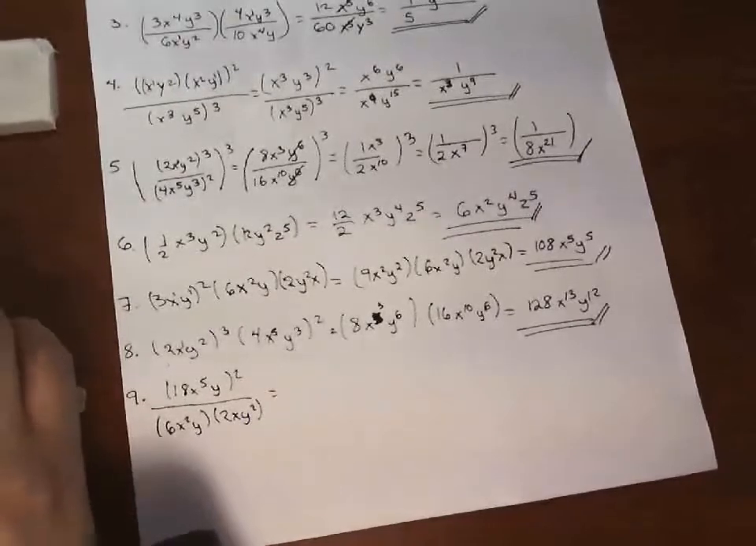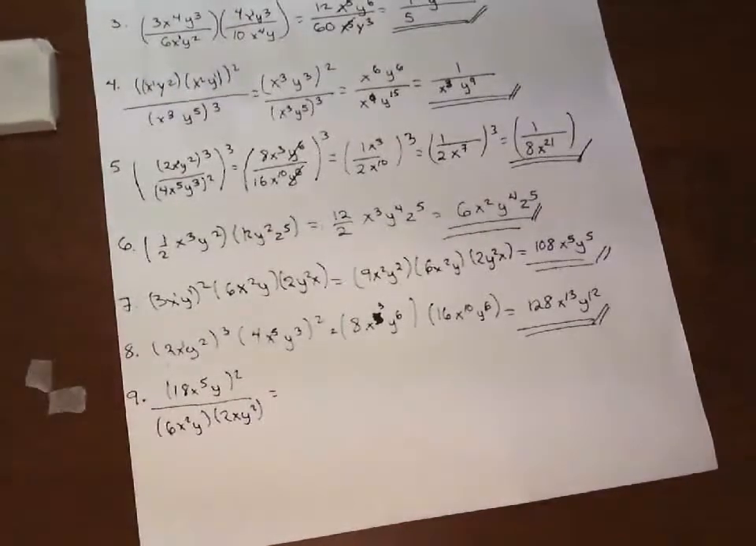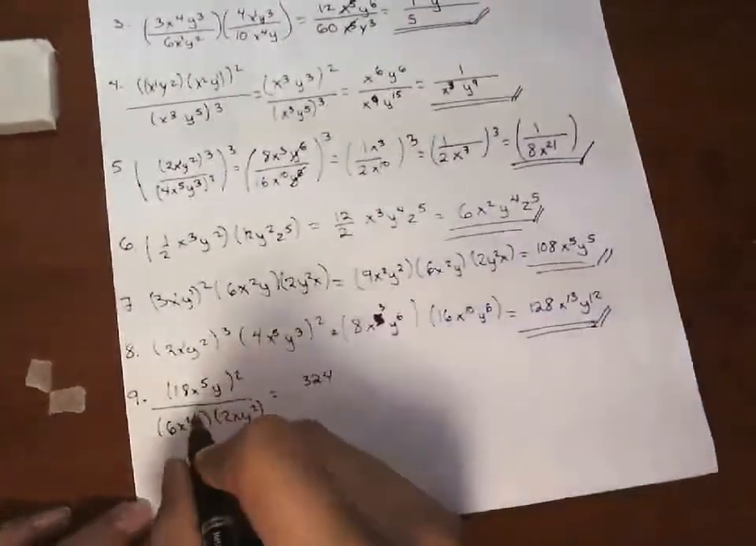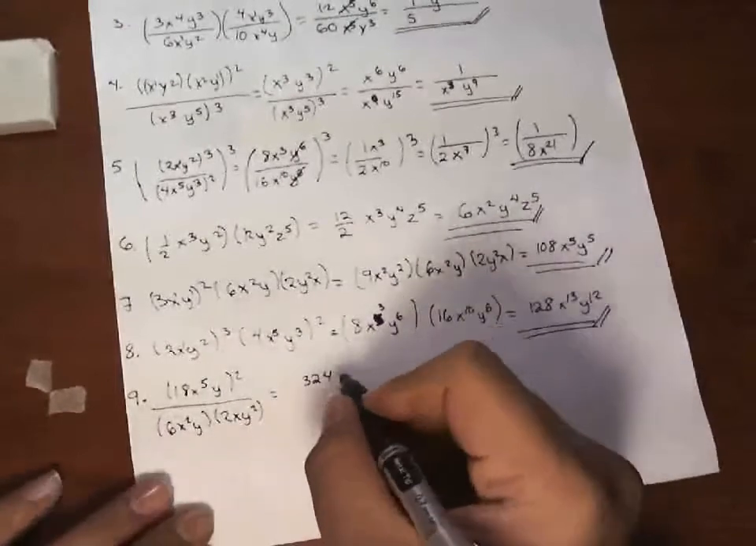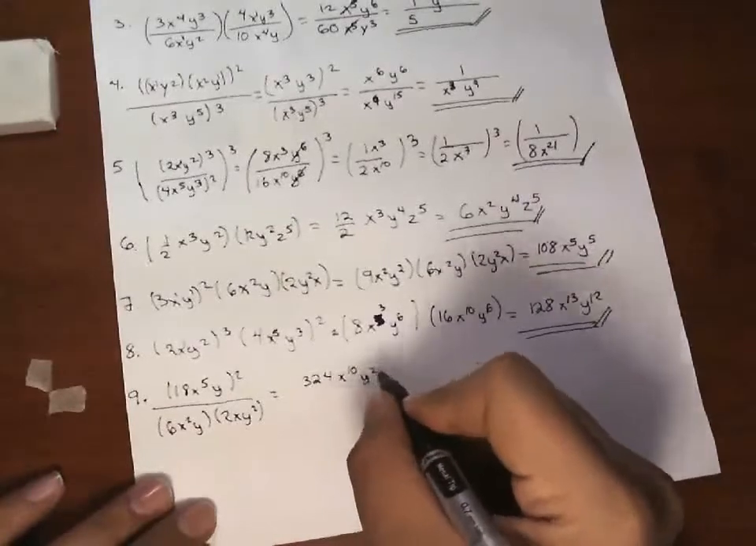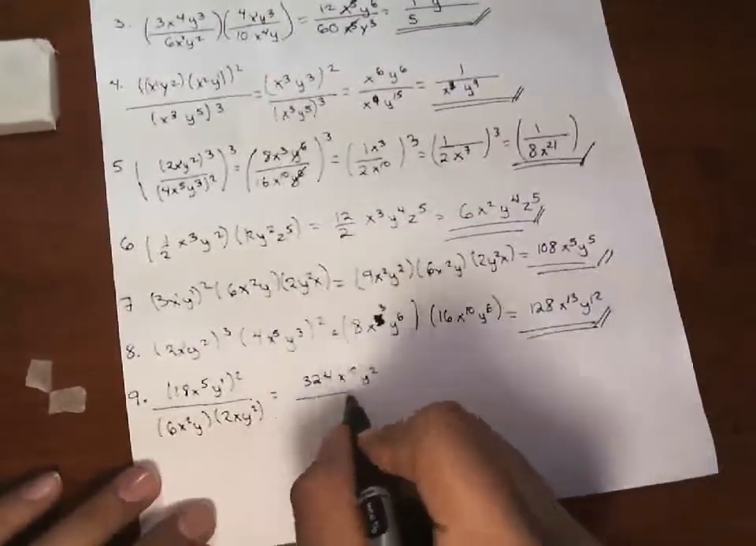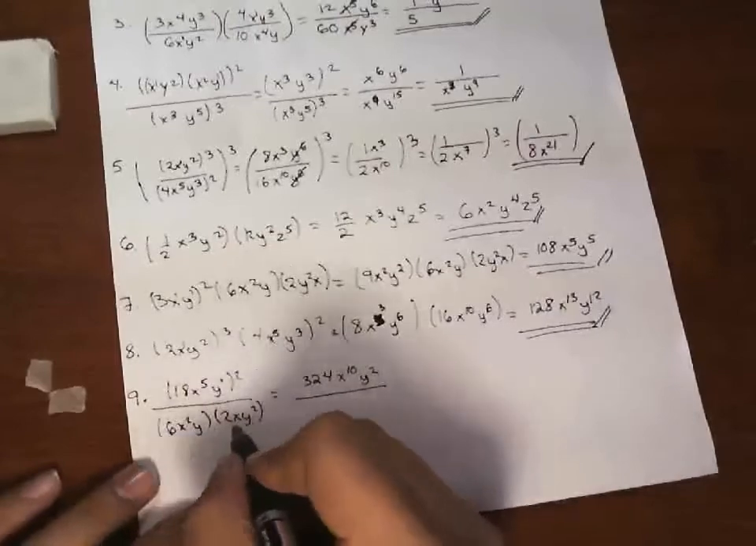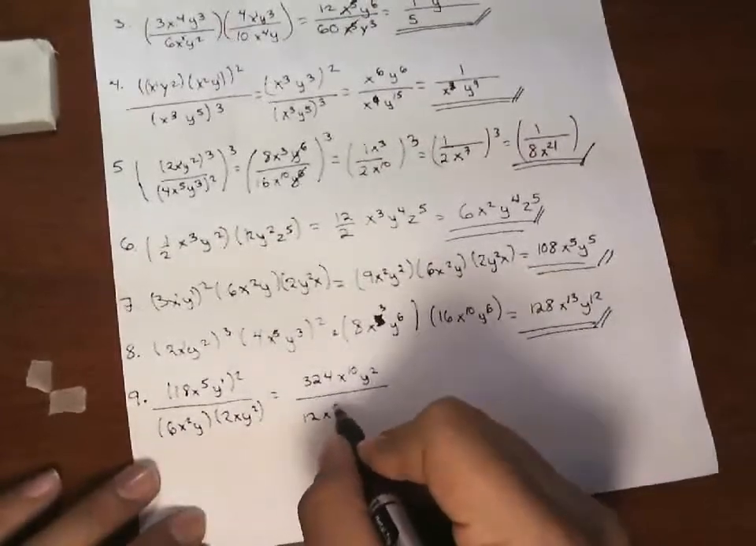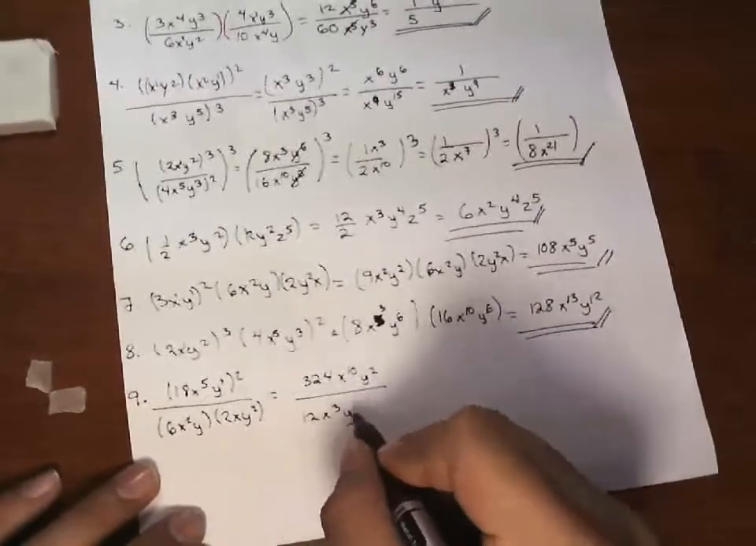For this I need a calculator, so let me grab it very quickly. 18 times 18, 324, and 5 times 2, 10, so x10, and y2. Remember, this is y1 times 2, 2. 6 times 2, 12, x times x to the 2 times x, x3, y times y2, y3.